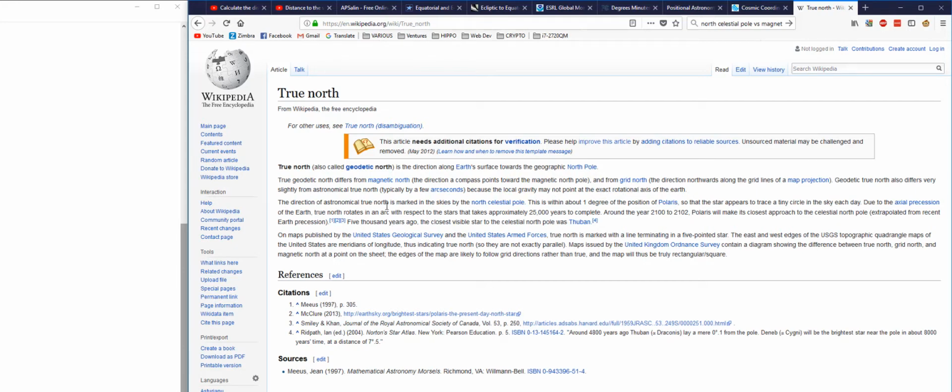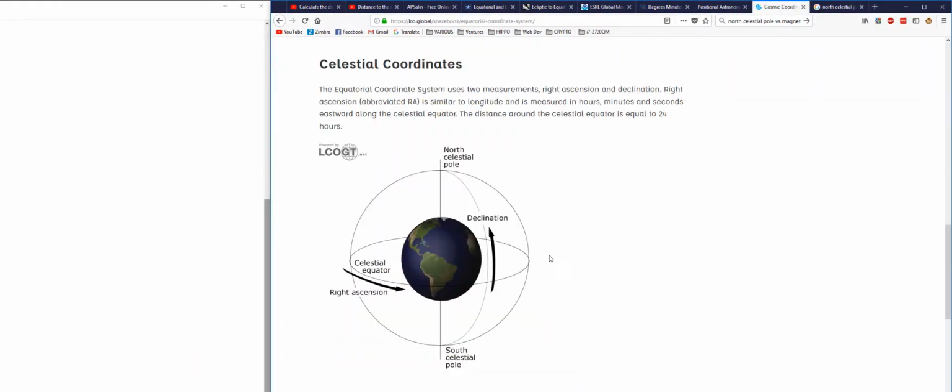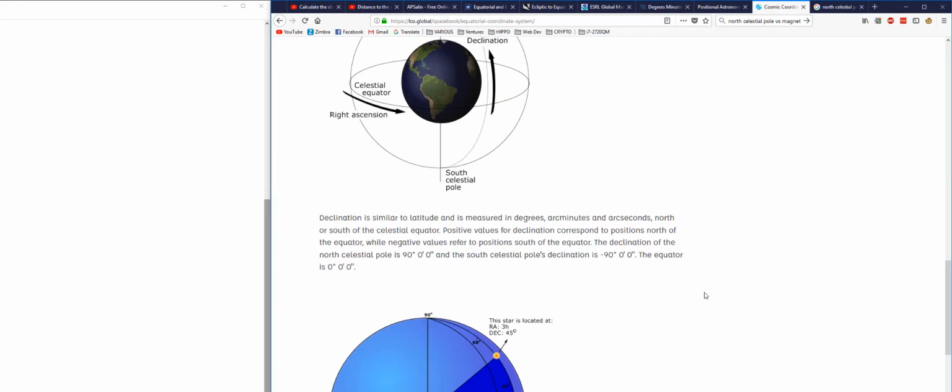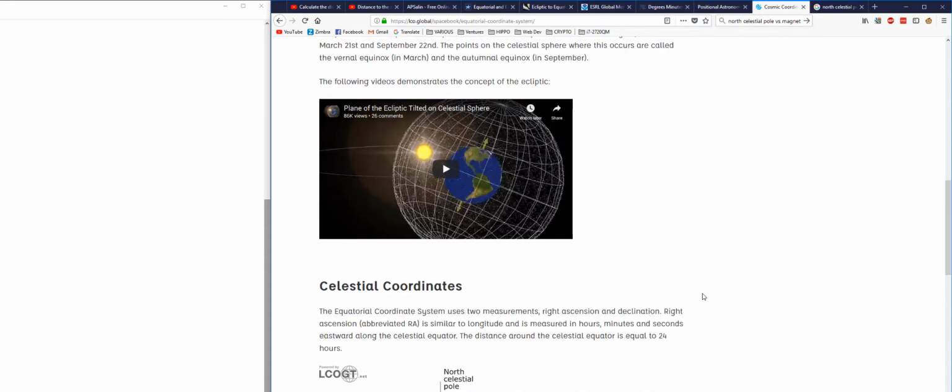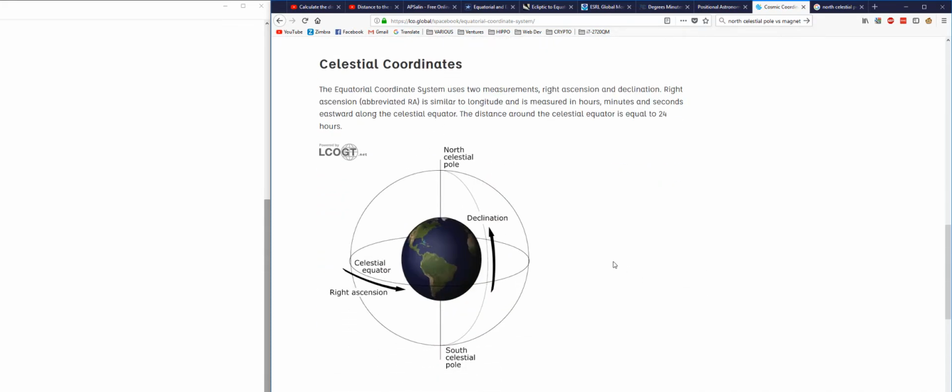The direction of astronomical true north is marked in the skies by the North Celestial Pole. It slightly differs by a few arc seconds from the geodetic north. Basically, north is the celestial north, and the equator is the celestial equator. Okay, so we have that sorted.